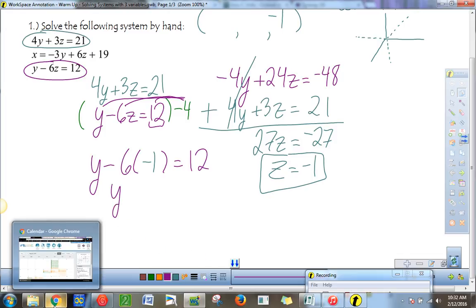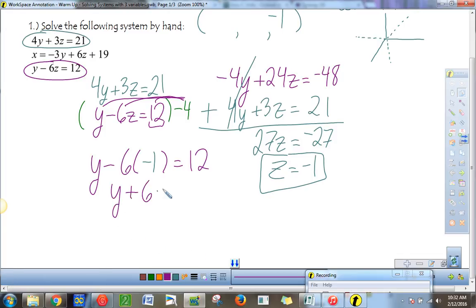Plus 6. Okay, so you take away the 6, and then it's y plus 6. Oh, we're still getting nice numbers. That's nice. Taking them down.